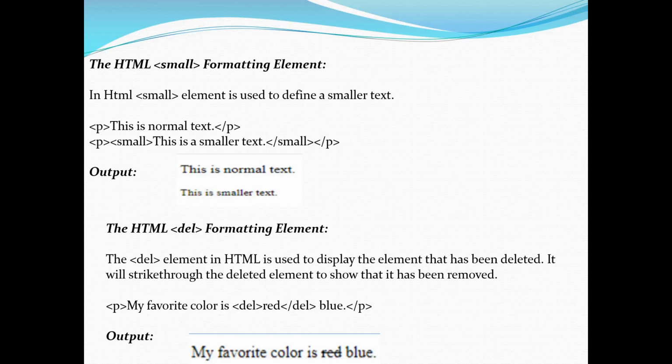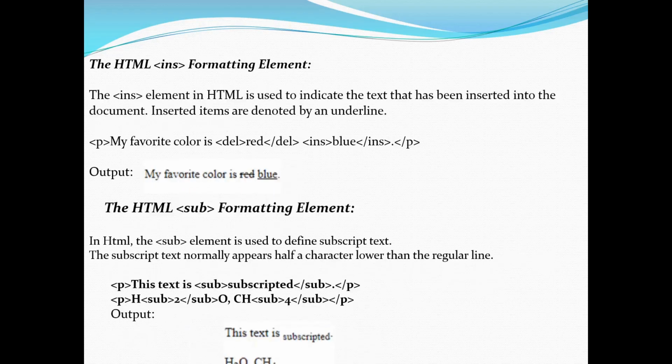Now let's talk about the HTML delete formatting element. Now, if you want to remove something from your program, you want to delete a certain element, then you are going to use the delete tag, del. So when you use the delete tag, the text which you're deleting has a line through it. So I have written, my favorite color is, and there is red written which is deleted using the delete tag. I have kept the delete tag around red and then I have written blue in the normal paragraph. So to discard something, we will use the delete tag.